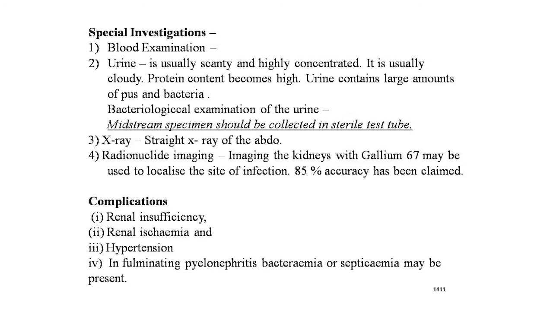Plain X-ray of the abdomen and radionuclide imaging of the kidney with gallium-67 may be used to localize the site of the infection, and 85% accuracy has been claimed. Now the complications: if diagnosis is delayed and treatment is inadequate, the condition may turn into the chronic. The complications are renal insufficiency, renal ischemia and hypertension. In fulminating pyelonephritis, bacteremia or septicemia may be present.